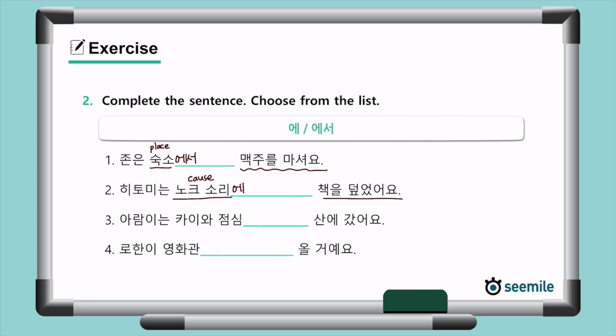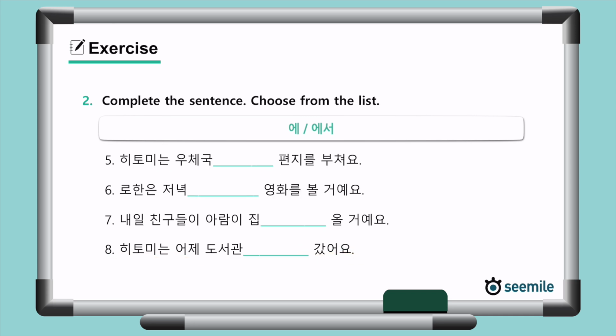Number 3. 아람이는 카이와 점심 산에 갔어요. 점심 is the time when Aram and Kai went to the mountain, so the time-related particle 에 should be used here. 아람이는 카이와 점심에 산에 갔어요. Number 4. 로한이 영화관 올 거예요. The 영화관 is 로한's destination, so the particle related to destinations 에 should be used. 로한이 영화관에 올 거예요.